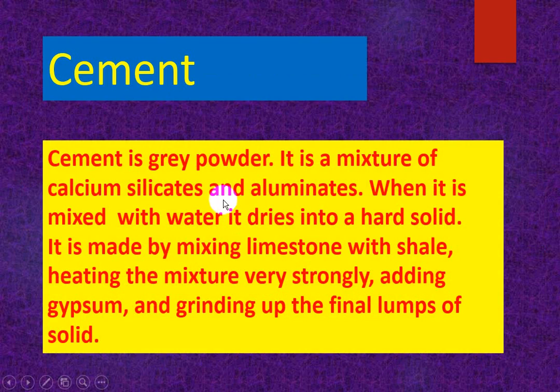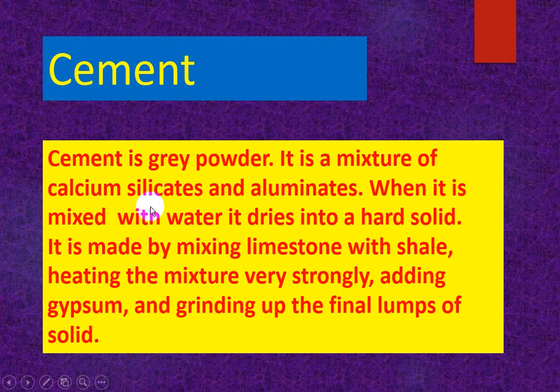Okay, cement is a gray powder. It is a mixture of calcium silicate and aluminates. When we mix it with water, it dries into a hard solid. It is made by mixing limestone with shell, then heating the mixture very strongly, then adding gypsum and grinding up the final lumps of solid.